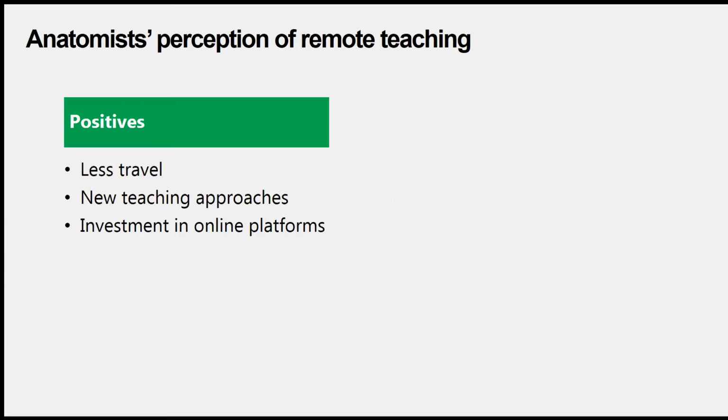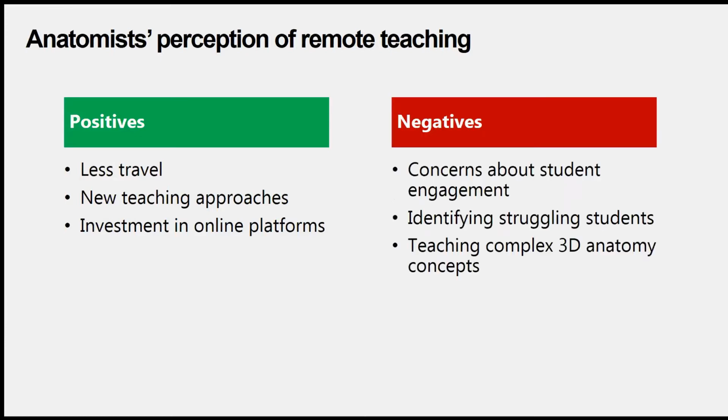We've really enjoyed learning about these new teaching approaches that I'm going to be talking about today, and the fact that our universities have invested a lot more in online delivery platforms, so that's opened up a lot more opportunities to us. We have, however, been concerned about how to understand and monitor student engagement and how to identify those struggling students. Because if you see just a sea of black squares in a Zoom meeting, you don't necessarily know if that student is engaging, and if they're not engaging, why is that the case? So we've been working hard to address those.